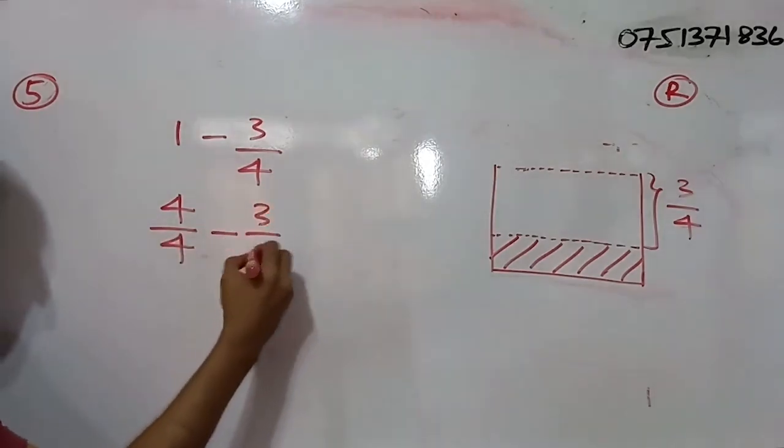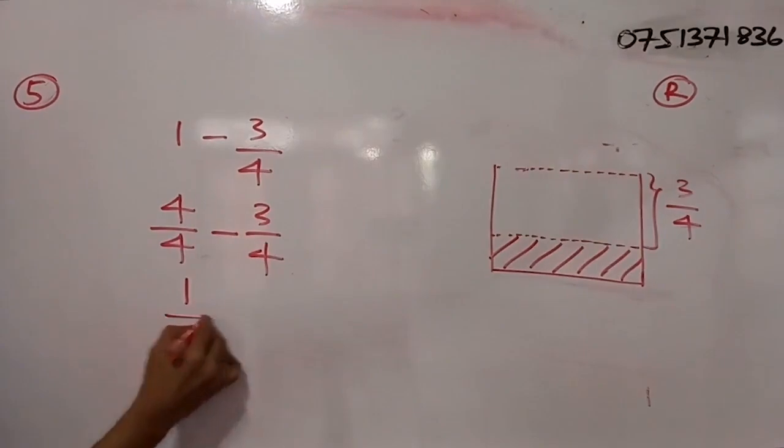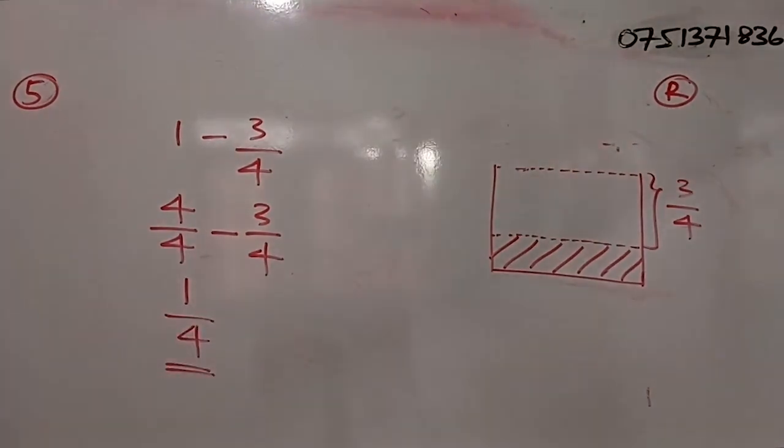So from that, we can subtract 3/4. So what will it be? 1 by 4. The remaining amount.